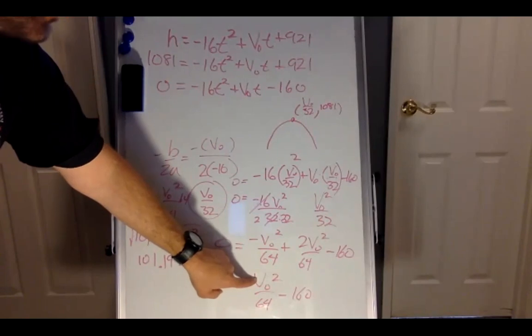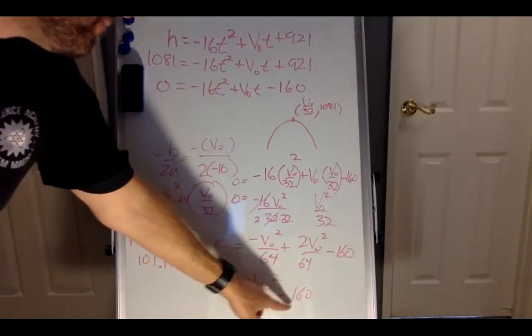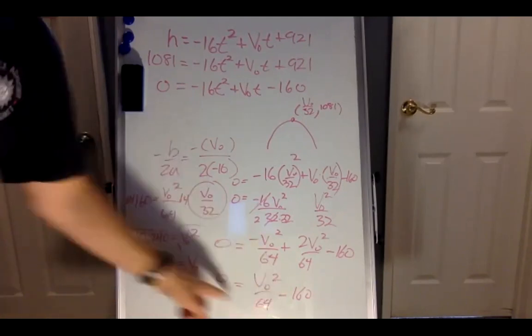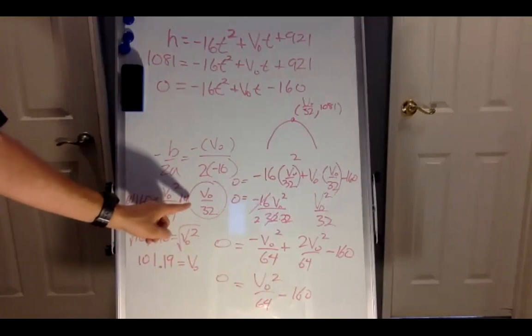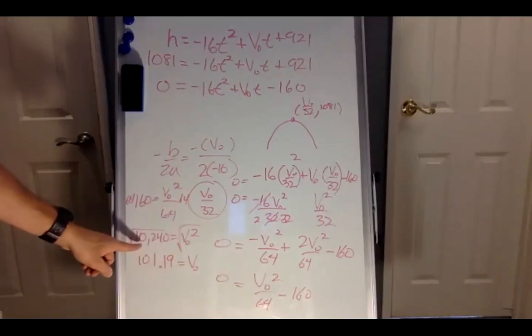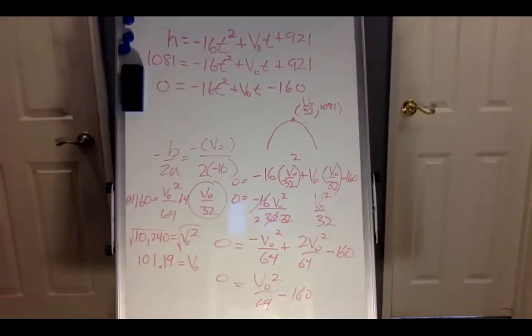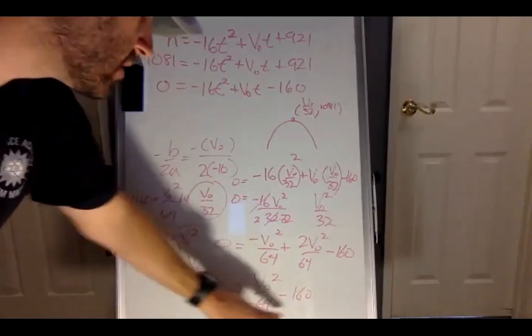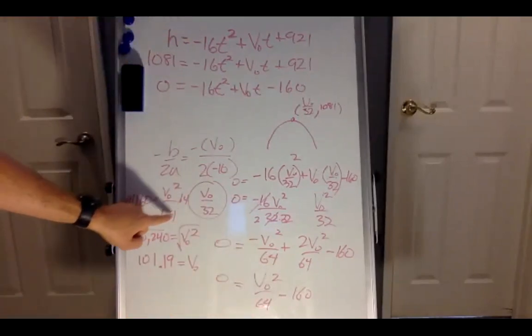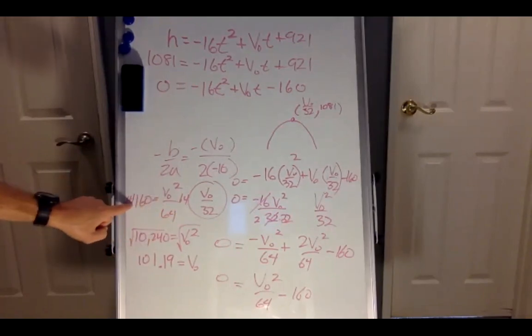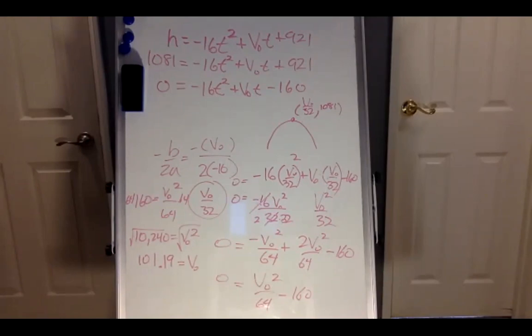So it left me with v naught squared over 64 minus 160 equals 0. I added 160 to both sides and then multiplied by the denominator 64 on both sides. Then I got v naught squared is equal to 10,240. Took the square root of both sides and I got 101.19. And I got v naught, my initial velocity. Is it correct, Mr. Rosenthal? I think so. It looks correct to me.